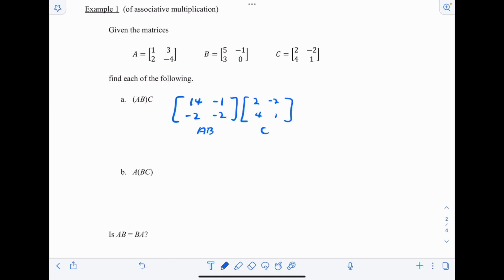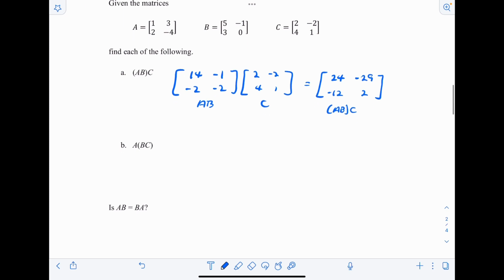And so that is going to give us a final matrix of 28 and -4 is 24. -28 and -1 is -29. -4 and -8 is -12. And then +4 and -2 is +2. So that is our final result, having taken A times B and then times C.